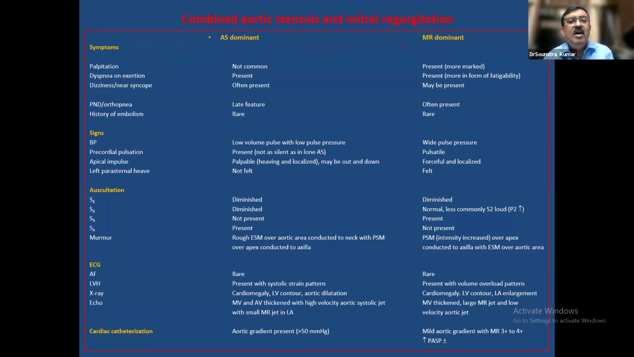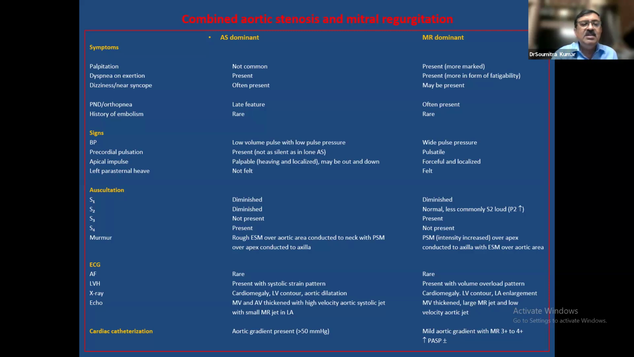So we have a very high incidence of dyspnea on exertion. We can get some palpitation with AR dominance, but with AS dominance, not so. Syncope or near syncope is often present with AS dominant, but not with MR dominant. And PND and orthopnea is often an early feature with MR dominance, but a late feature with AS dominant. BP is low volume pulse with low pulse pressure with AS dominance, but wide pulse pressure with MR dominance.